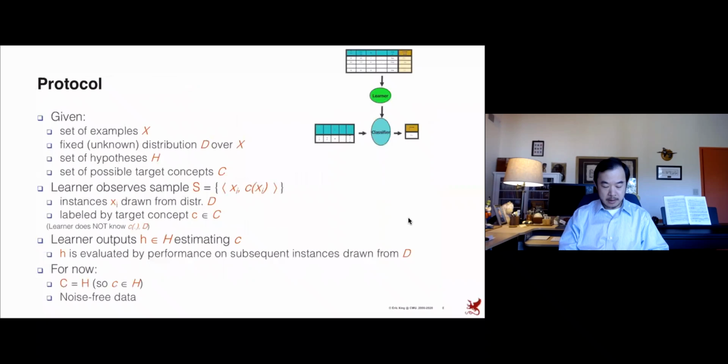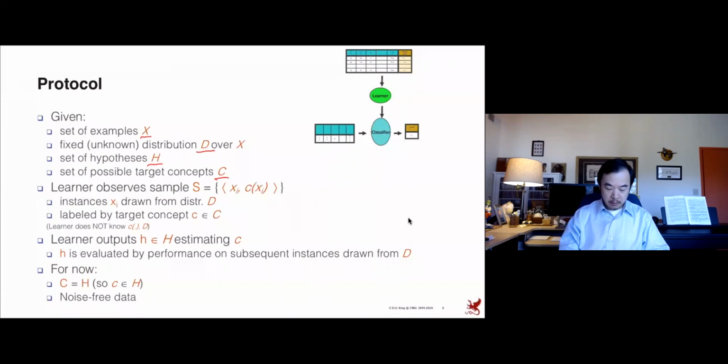We are going to begin with the set of examples called X. And we're going to assume there is a fixed distribution of the data, which is unknown to us, by the way. And then the hypothesis is H, which we have the ability to define, and also the target concepts, say binary label or multi-way label and so forth, which is provided already by the teacher or by the trainer.